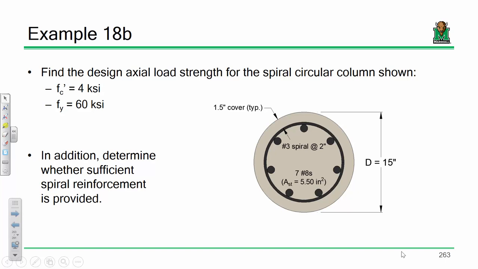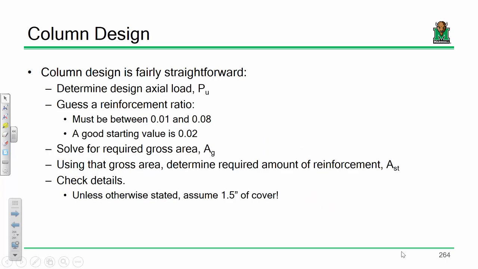I do want to very briefly talk about column design because of all the things that we've designed in this class, I think column design is pretty simple, okay? Let me explain how column design works. If you understand column analysis, then column design is about as straightforward as it can get. So the first thing that you've got to do is determine your load, right? 0.85, or not, or your load, 1.2 dead plus 1.6 live, so on and so forth, okay?